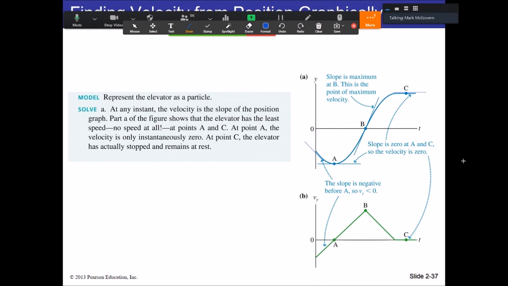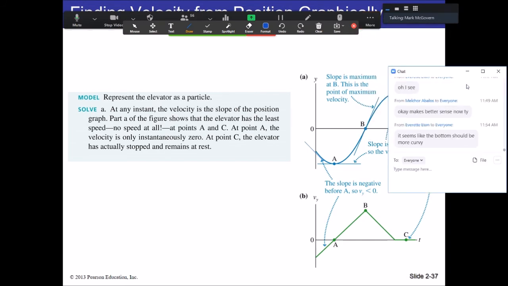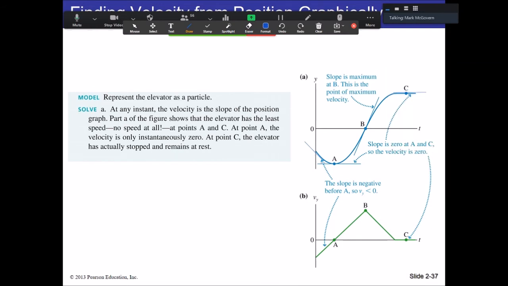And what's challenging is the mathematics are not so bad. The challenge is taking that mathematics and turning that into the physics. Meaning, are we explaining the motion properly? If I just threw these graphs at you, could you tell me a story that would be accurate? I don't know about the bottom being more curvy. I think it's okay.